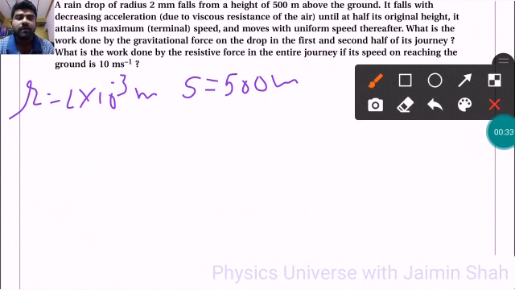What is the work done by gravitational force on the drop in the first and second half of its journey? What is the work done by the resistive force in the entire journey if its speed on reaching the ground is 10 meter second inverse?